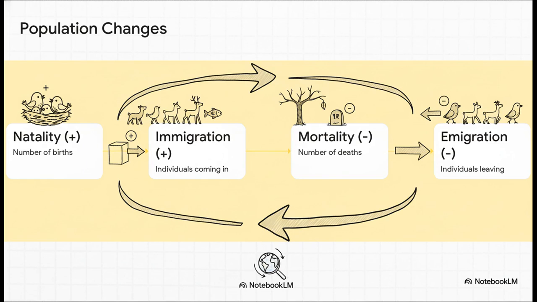First, you have natality, which is just a fancy word for birth rate. That adds to the population, so that's a plus. Then you have immigration, when individuals from outside join the group. That's another plus. On the flip side, you have mortality, or the death rate, which reduces the population. And so does emigration, when individuals leave. So 2 factors add and 2 factors subtract.